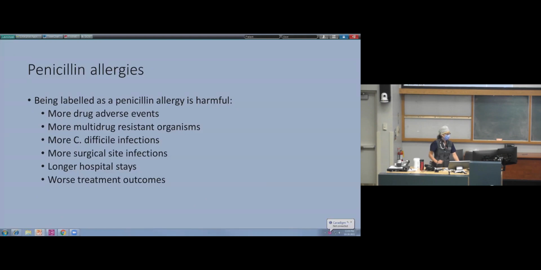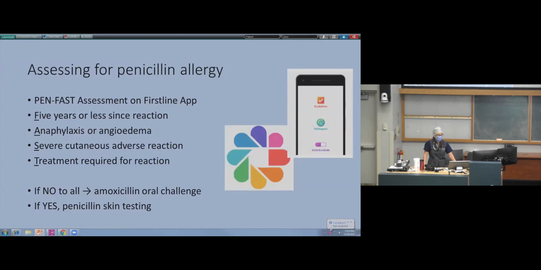I don't know if everybody has this app on your phone, but if you don't, download it immediately. It used to be called the Spectrum app, but now on my phone, it's called First Line app. If it's not called First Line, I think you have to update your iOS system. Basically, it's an assessment for penicillin allergy, and it's an acronym. It's called PENFAST, and FAST stands for four questions.